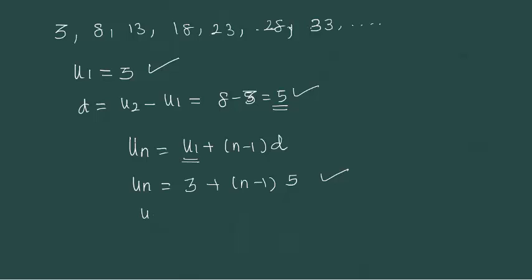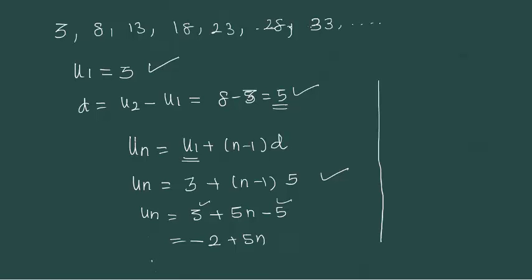You can simplify this and write it as 3 plus, if you multiply inside, 5 times n minus 5. The constant terms, if we add 5 and minus 3, we get minus 2 plus 5n. You can write this as 5n minus 2. Using this nth term formula, you can find whatever terms you need.